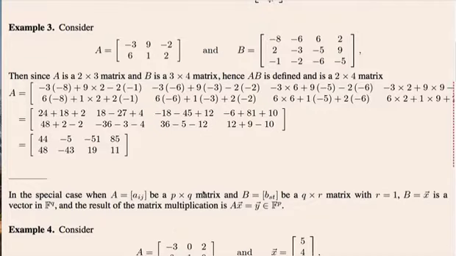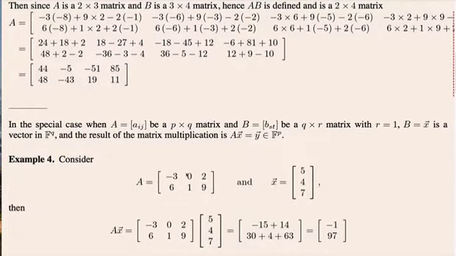So in a special case, when in this AB product, B has the size Q by 1, so R is 1, that means B is really a column vector, which means a vector in the F^Q vector space. Then what we get is the matrix-vector multiplication Ax, and the result is P by 1, which is another P vector.